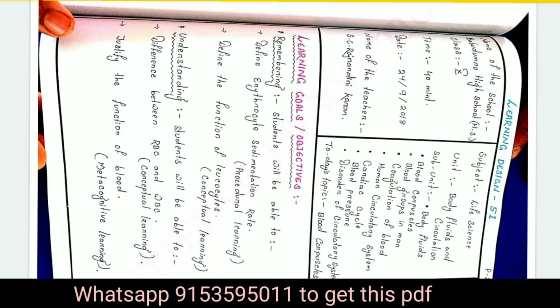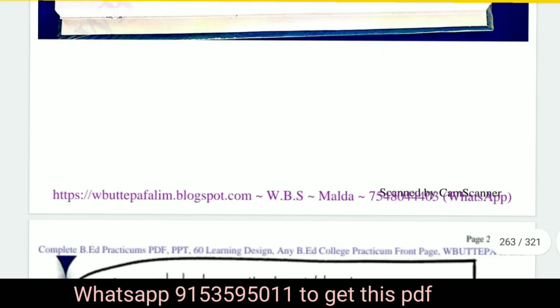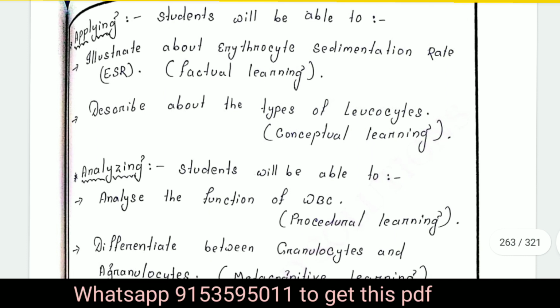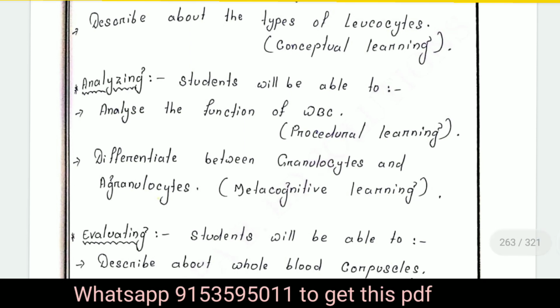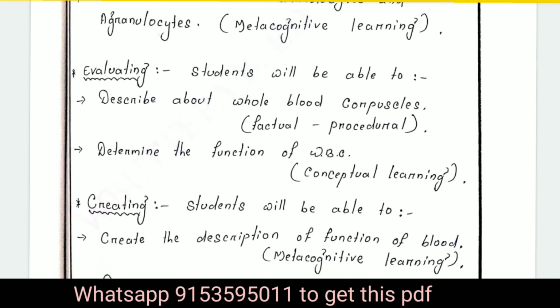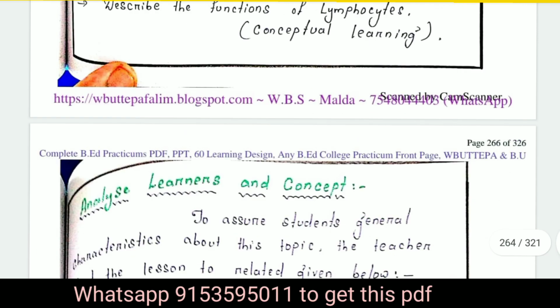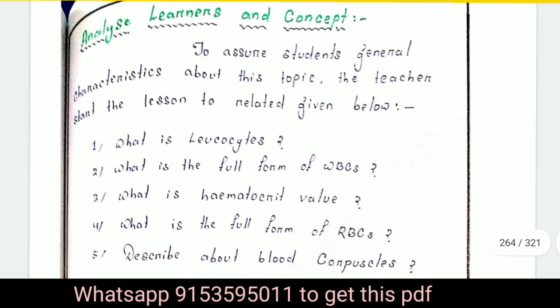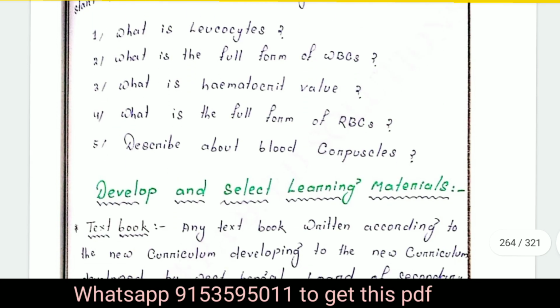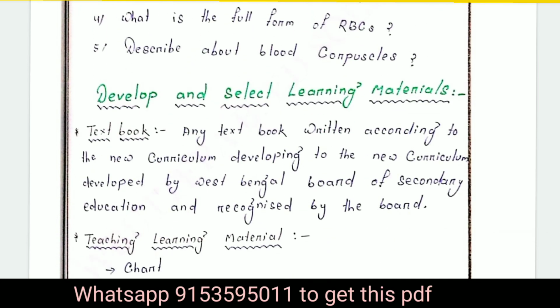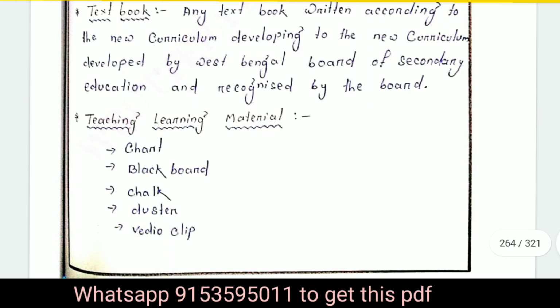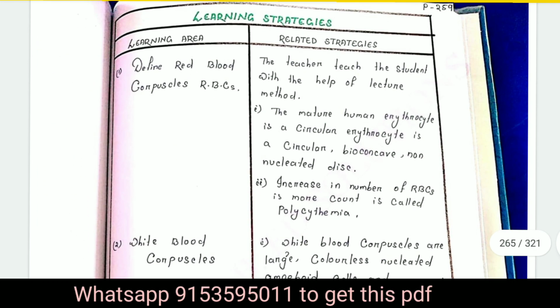Learning design number 51. Today's topic: blood corpuscles. Learning goals or objective: remembering, understanding, applying, analyzing, evaluating, creating. Analyze learner and concept. Here some questions are as follows. Developed and select learning materials: textbook, teaching learning material, chart, blackboard, chalk, duster, video clip.